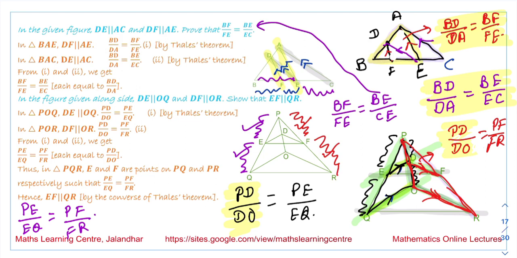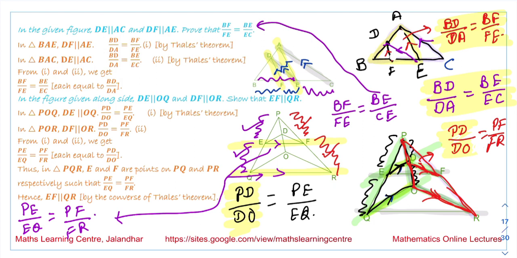So from the converse of the basic proportionality theorem, we say that this EF and this QR, both these lines, are parallel to each other. This is by the converse of the basic proportionality theorem.